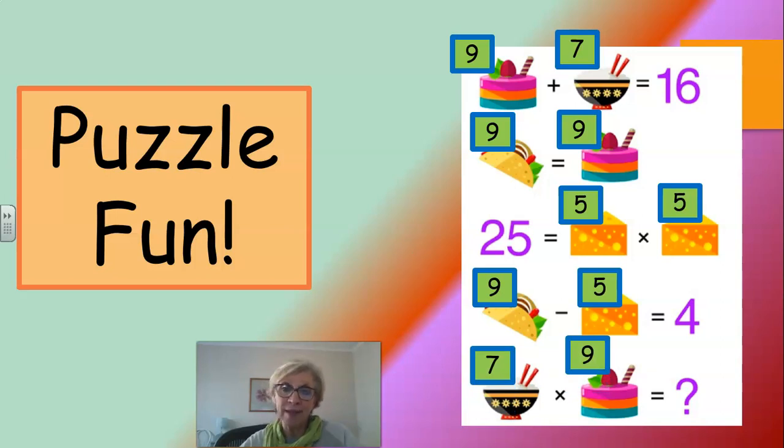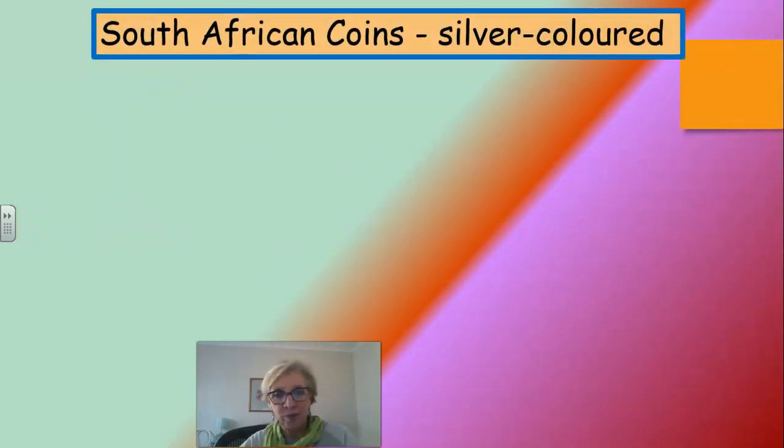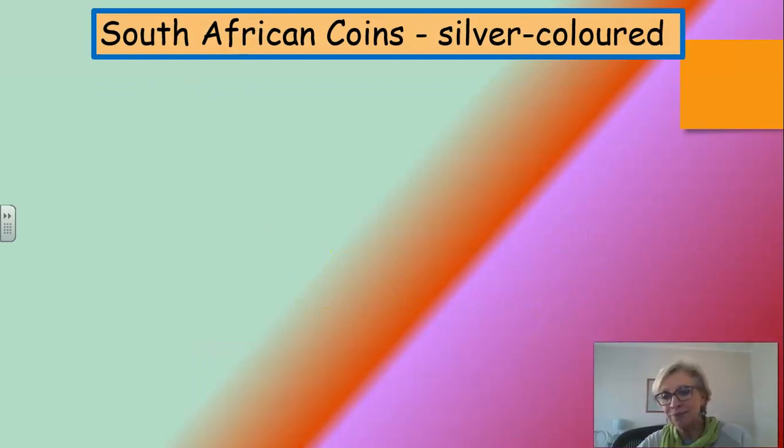But the bottom sum is now not adding or subtracting. It is multiplying. So 7 multiplied by 9 is... You got it, 63. Well done, grade 3. So now we're ready to go and learn a little bit more about money.